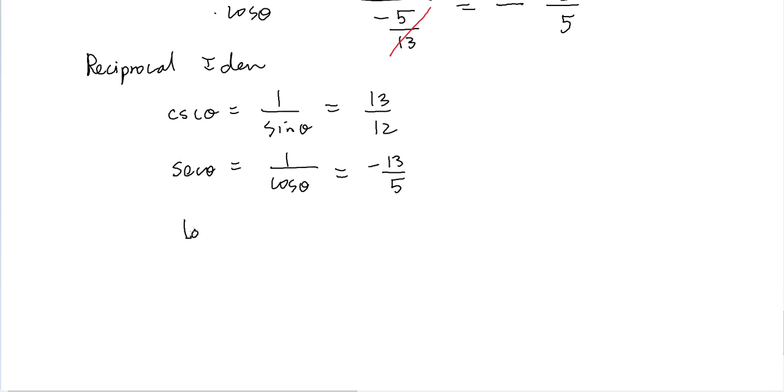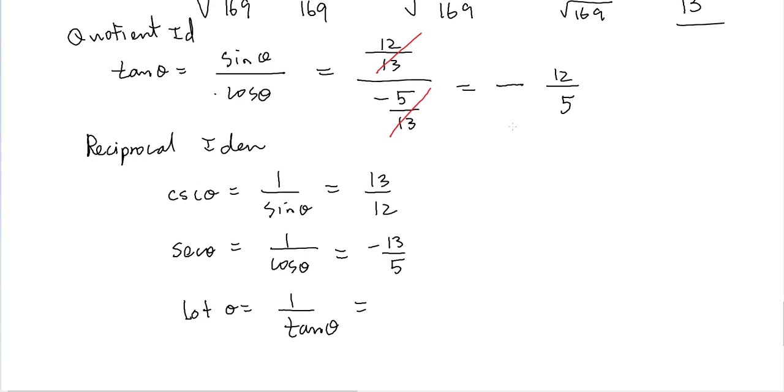And cotangent theta is 1 over tangent theta. So inverting tangent theta, which we found to be negative 12 over 5, it's negative 5 over 12. So we've used three different identities: we started with the Pythagorean identity, then the quotient identity, and the reciprocal identity.